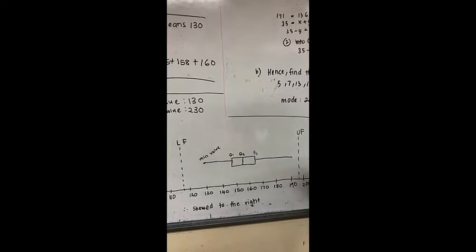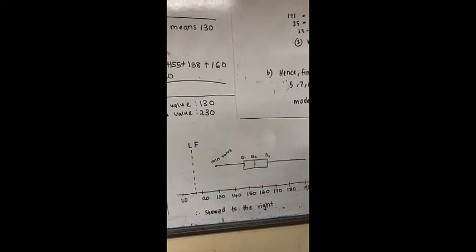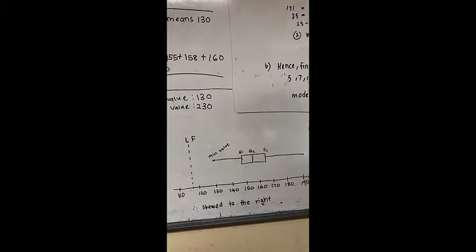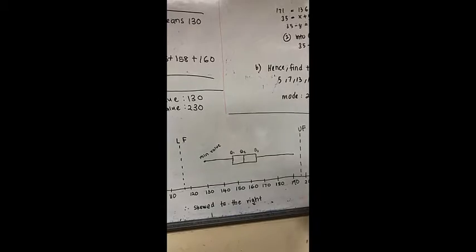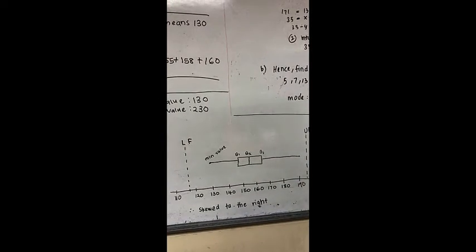And then the data distribution based on the box and whisker, kita tengok box ni nampak symmetrical, nampak sama besar. So how do we determine the skewness? So kita tengok dekat whisker dia, so it skew to the right, or kita boleh jawab juga positively skewed.